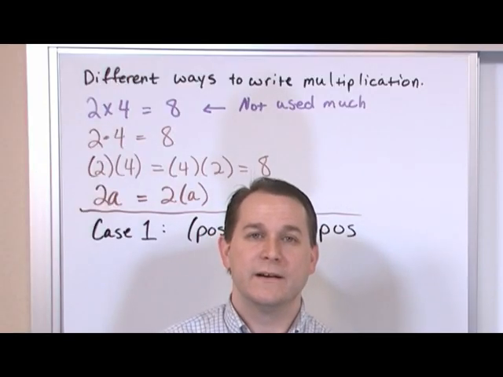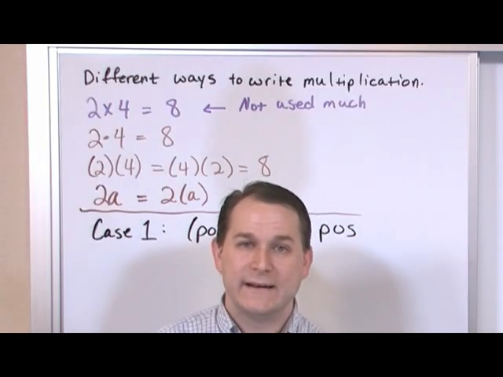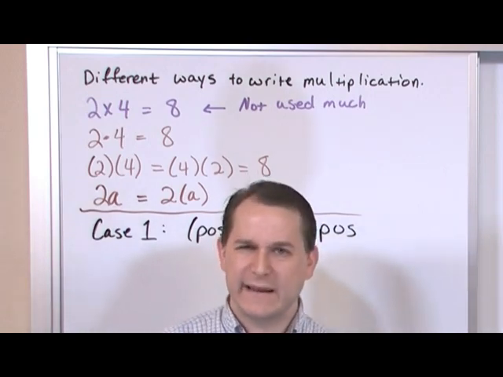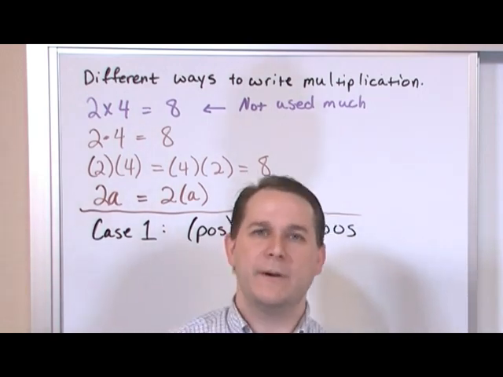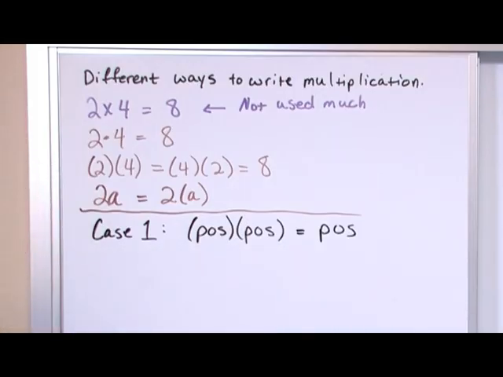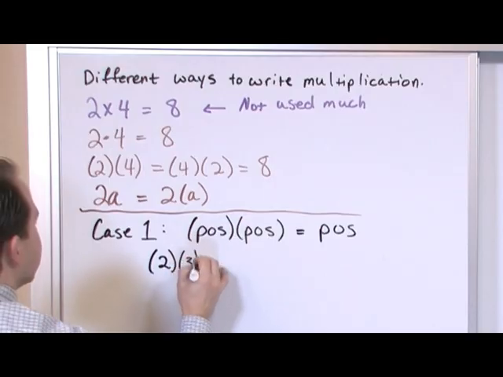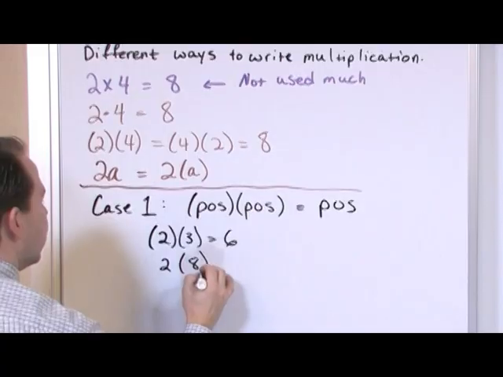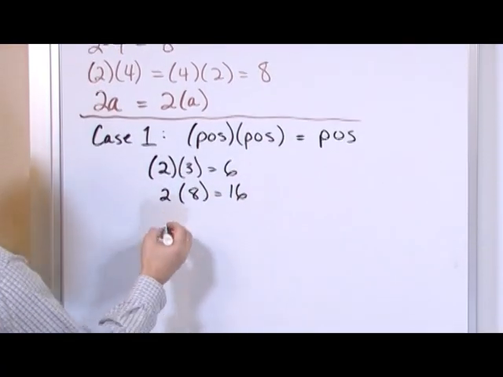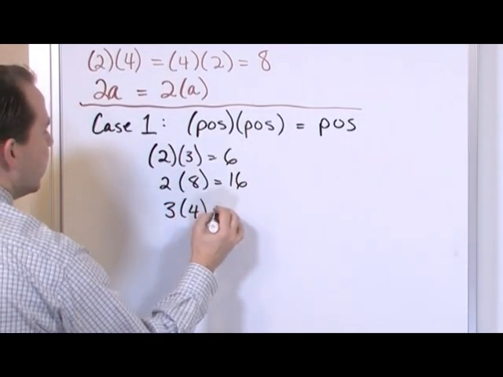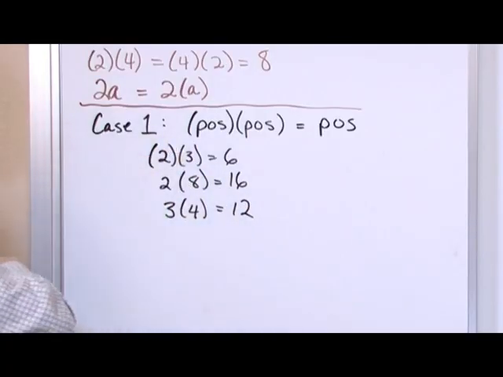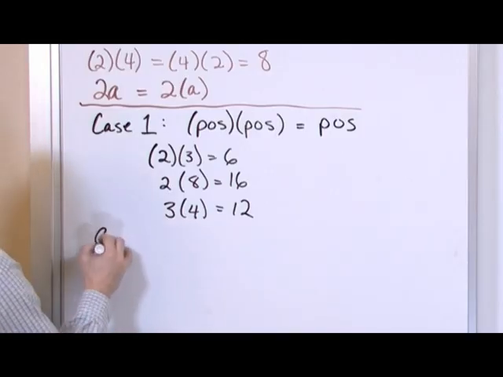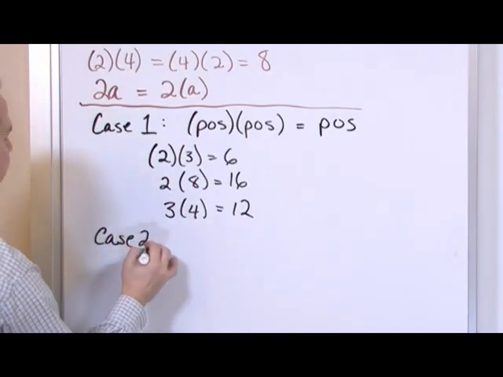This is what you've been doing all your life. 2 times 4 is 8. 10 times 2 is 20. Things like that. So positive times positive always gives you positive. That's just always a universal truth. So just to give some quick examples, nothing surprising. 2 times 3 is equal to 6. 2 times 8 is equal to 16. 3 times 4 is equal to 12. So case 1 is already what you know. There's nothing special about that.